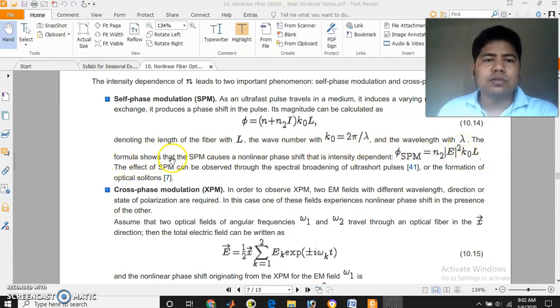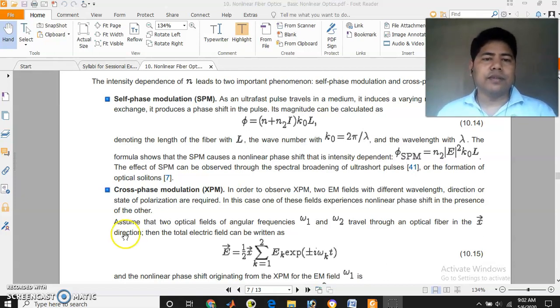So this formula shows that SPM causes a nonlinear phase shift that is intensity dependent, because phi SPM is equal to n2 into E mod square, where E is the electric field. Since it is mod square, that will be intensity, so it is an intensity dependent phase shift. If the intensity increases, more phase shifting will occur, and because of more phase shifting, there will be large production of different frequencies.